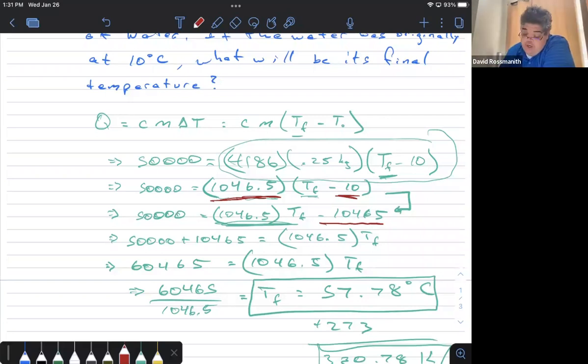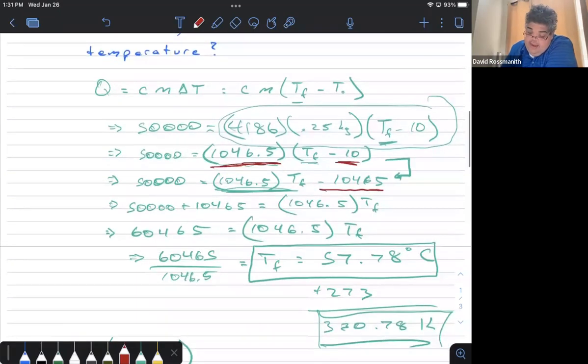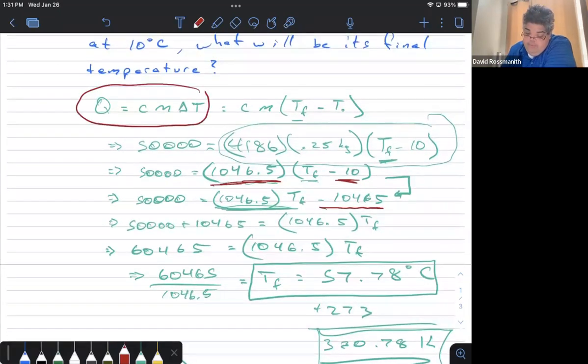What I could have done, as you said, is stay here with this equation. Not write out what delta T means yet. Just leave it as delta T. And then solve for what delta T is. And I would get, oh, delta T is 47.78. And then you say, okay, well, if the change is 47, if I start at 10, just add 47 to it. That's exactly right.